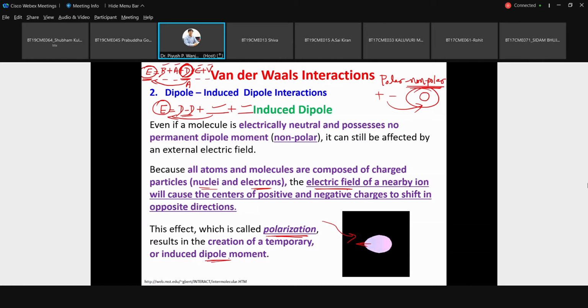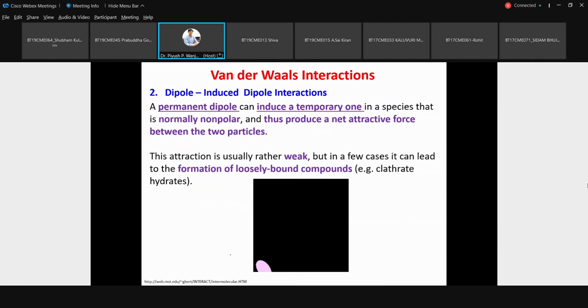With this kind of induced dipole, if another molecule is a non-polar molecule, which again does not have any developed charges, but a polar molecule like water comes closer to that molecule, then you can see temporary positive and negative charges developing. This can also be considered a kind of van der Waals interaction, but these are weaker compared to the earlier dipole-dipole interaction. Still, these kinds of interactions are also very important.